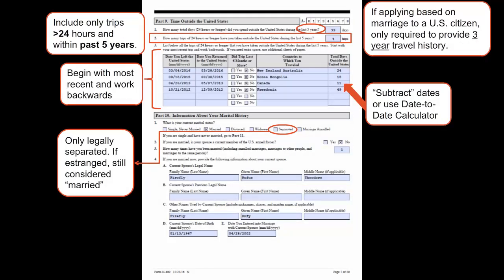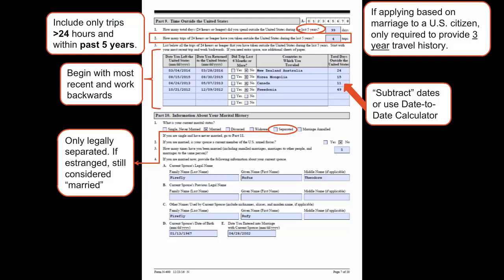Part 9 discusses the applicant's time outside the United States. Travel or time outside the U.S. relates to the continuous residence and physical presence requirements to apply for naturalization. They include only trips more than 24 hours long and taken within the past 5 years, or 3 years if applying based on marriage to a U.S. citizen.